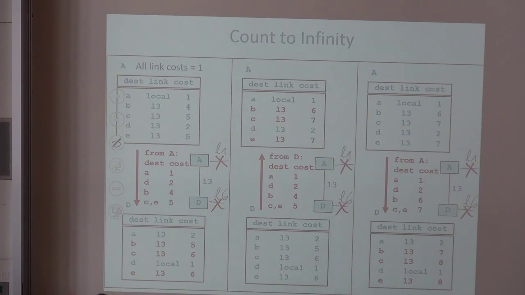Yes, question? Why was it 5 plus 1 and not 5 plus 2? Because the link costs are 1. The cost to go from D to A is 1, and the cost advertised by A to E is 5. So the cost from me, D, to E is 5 plus the cost of going there, 5 plus 1, 6. That's Bellman-Ford.